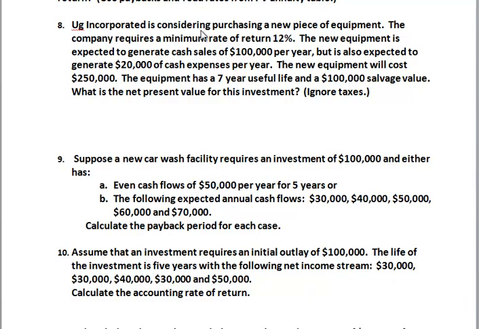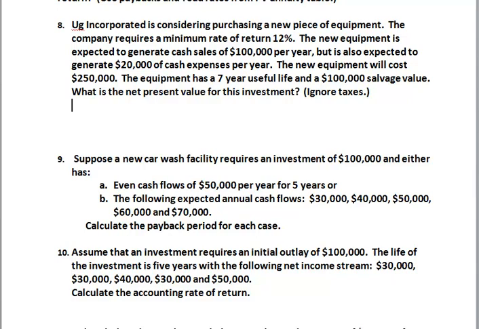Question 8 says that the company is purchasing a new piece of equipment. The company requires a minimum rate of return of 12%. The new equipment is expected to generate cash sales of $100,000 per year, but is expected to generate $20,000 of cash expenses per year. The new equipment will cost $250,000. It has a 7-year useful life and $100,000 salvage value. The question is asking for the net present value of the investment.